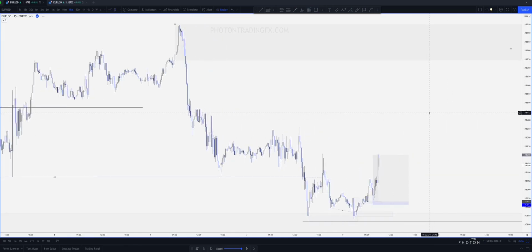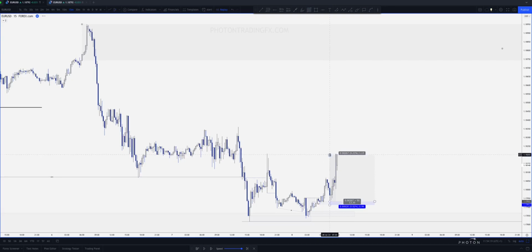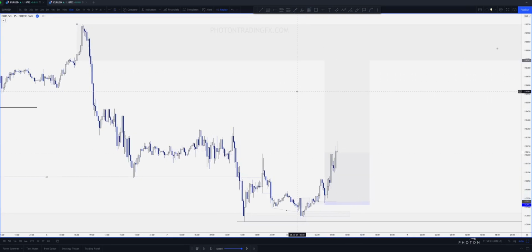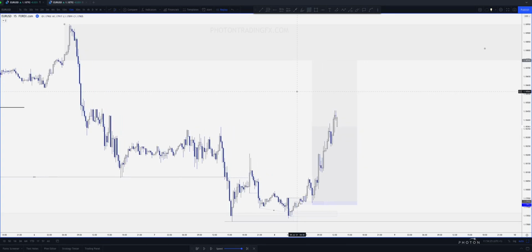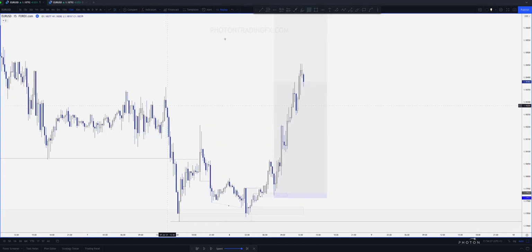If price will now load my drawings. There we go. So yeah, we could roughly just target back up to 4-hour supply. And then let's just play this forward. So at this point, what I'd be looking for, I'd be looking to see, is supply going to hold, or are we going to get that M15 breaker structure to the upside?